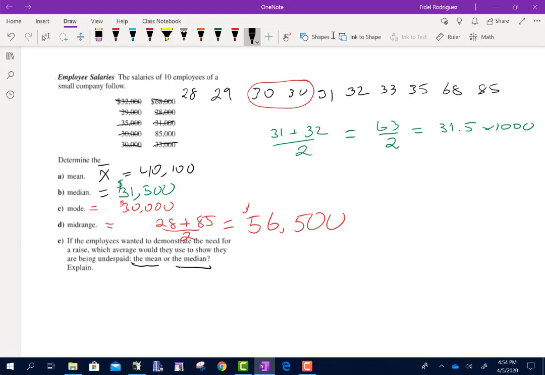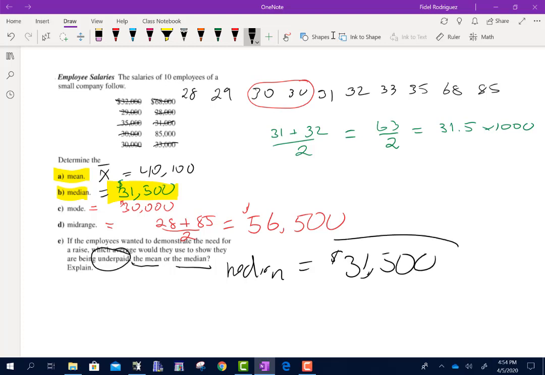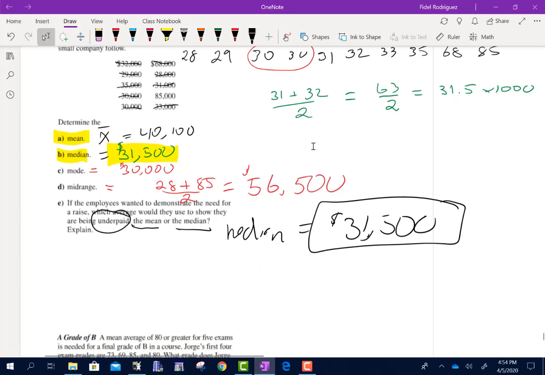So they're going to show that they're being underpaid, right? Which means they're not being paid enough. Then between the mean and the median, they would choose the median, right? Because it's the lowest one, right? The 31,500, that's the lowest one. So they're going to say, hey, we're not making enough. Look at my median salary here.